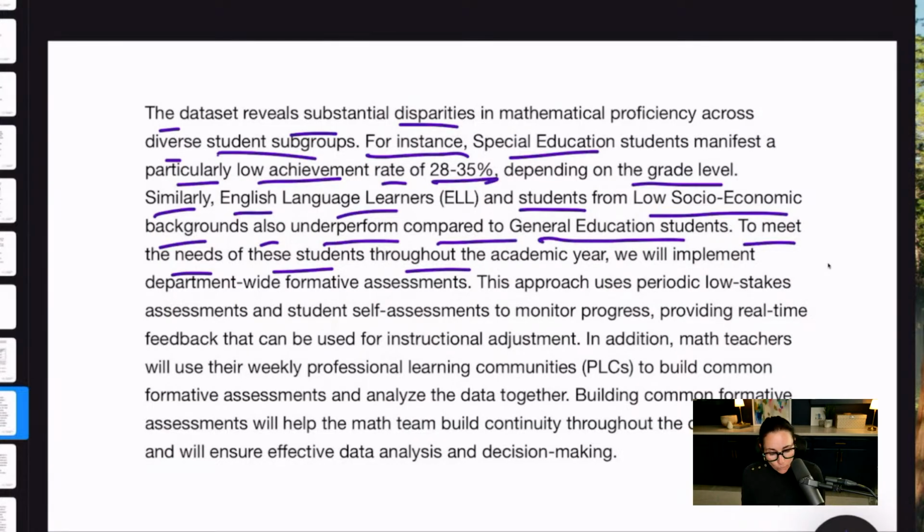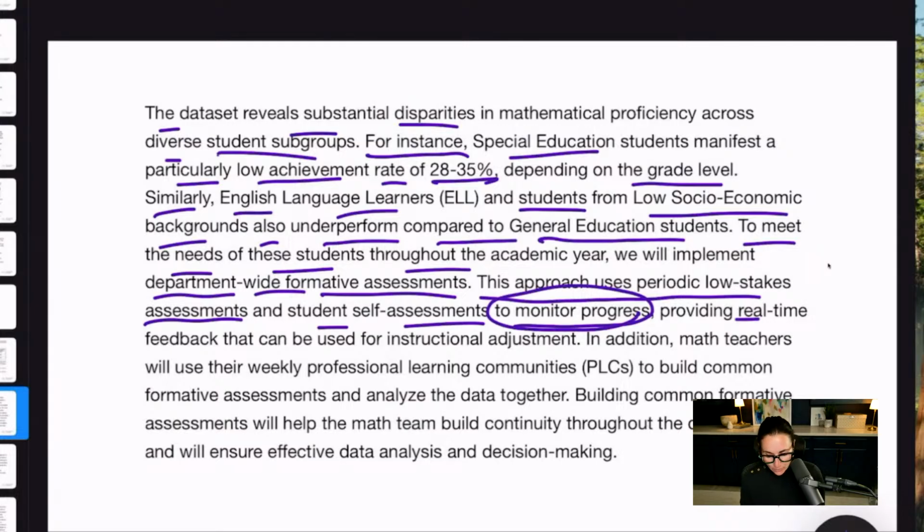Read this. We will implement department-wide formative assessments. We got to see what's going on throughout the year. If it's working, great, keep going. If it's not, pull back and figure out what's going on. This approach uses periodic, low stakes assessments. Why I love them, because you can really get a read. If something's too high stakes, like a state assessment, kids tend to get nervous. You don't always get the best understanding what your kids can do, and student self-assessments to monitor progress. Good word. Providing real-time feedback. Another good word. Can be used for instructional adjustment. That's another word for making data-driven instructional decisions.